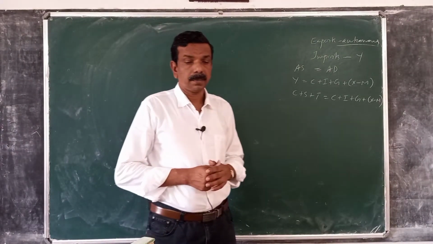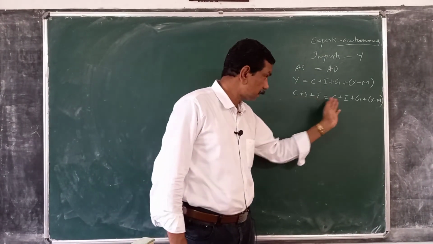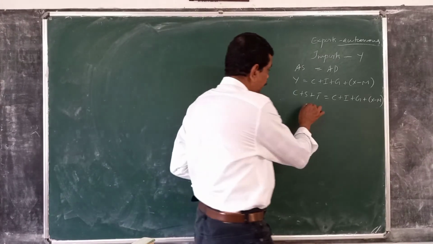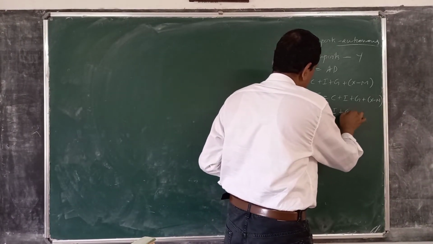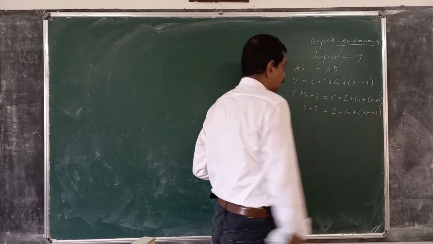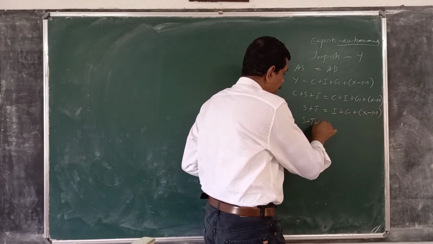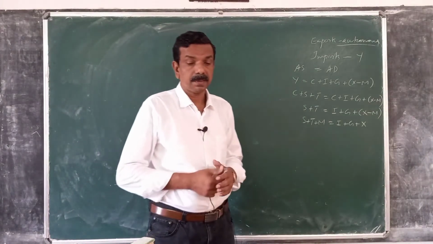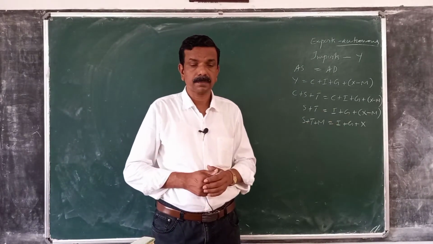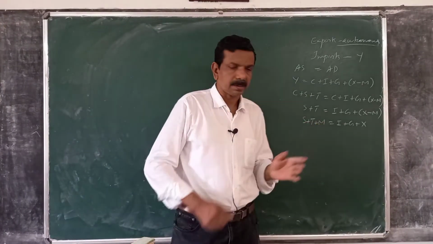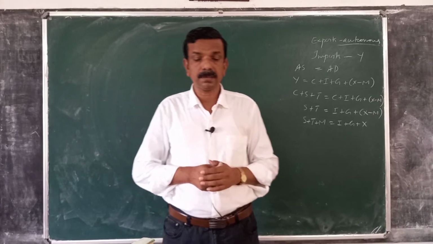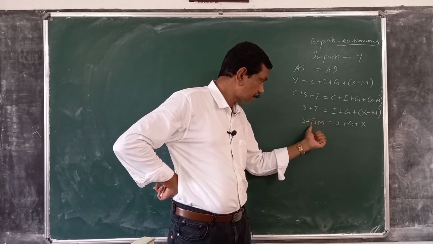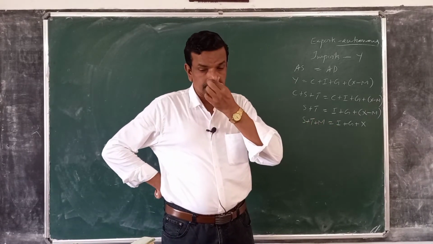We can write the equilibrium as C plus S plus T is equal to C plus I plus G plus X minus M, or S plus T is equal to I plus G plus X minus M, or simply S plus T plus M is equal to I plus G plus X. And what is this S plus T plus M? It is the portion of economy's output diverted from consumption as savings, taxes and expenditure on imports.